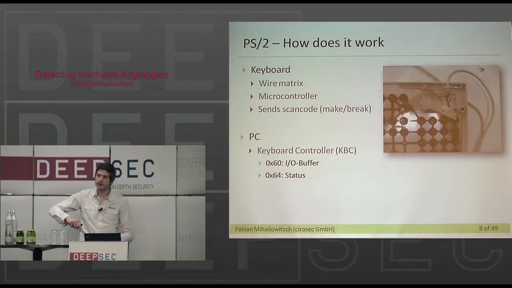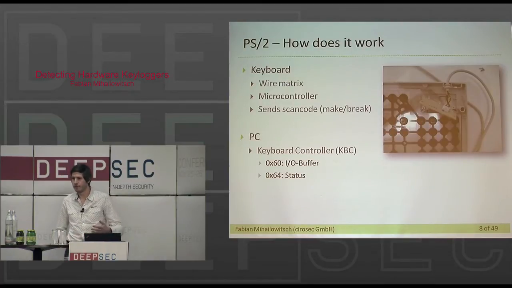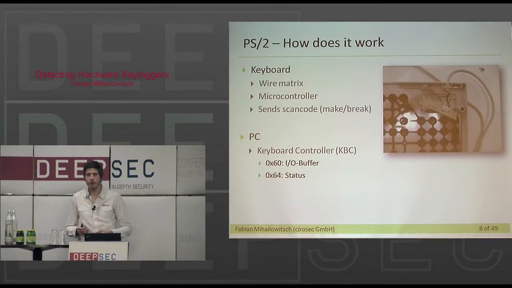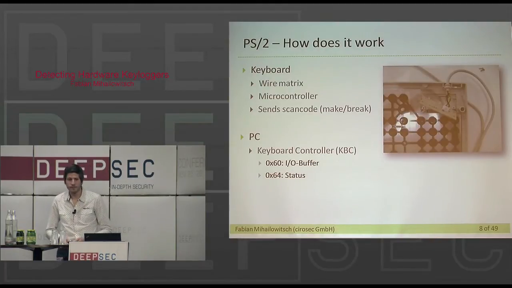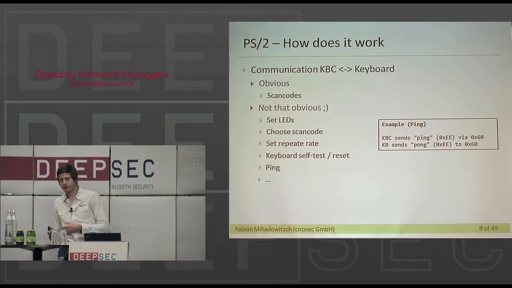Once you press the key, it sends a make code. Once you release the key, it sends a break code, which basically is the same as the make code, but just the first bit is switched. On the PC side, you have a keyboard controller that actually receives all the keystrokes and can be accessed via port 60 in order to retrieve the data, and port 64, which basically is a status port. The obvious communication, of course, is the keyboard sends scan codes to the KBC, sure.